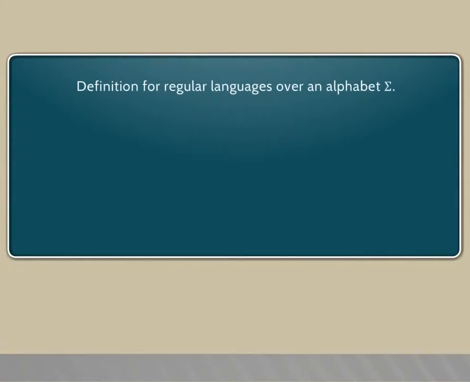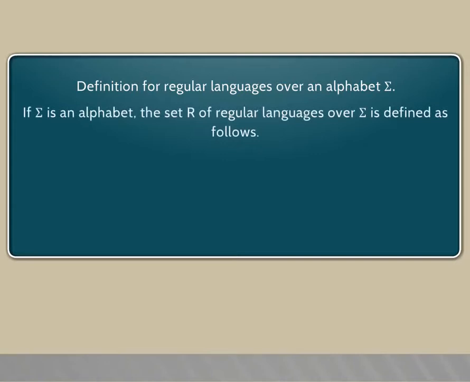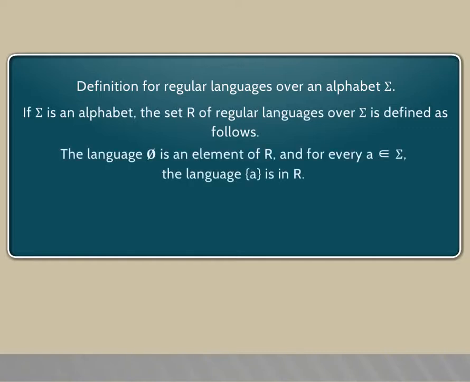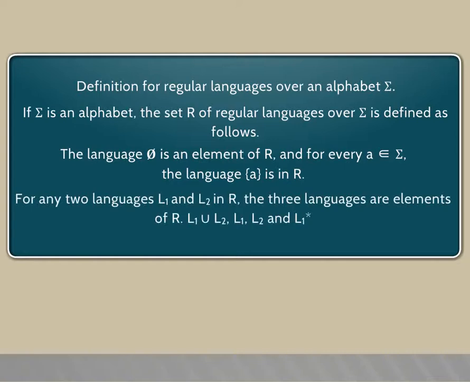Definition for regular languages over an alphabet sigma. If sigma is an alphabet, the set R of regular languages over sigma is defined as follows. The language empty set is an element of R, and for every A element of sigma, the language A is in R. For any two languages L1 and L2 in R, the three languages L1 union L2, L1 L2 and L1 star are elements of R.